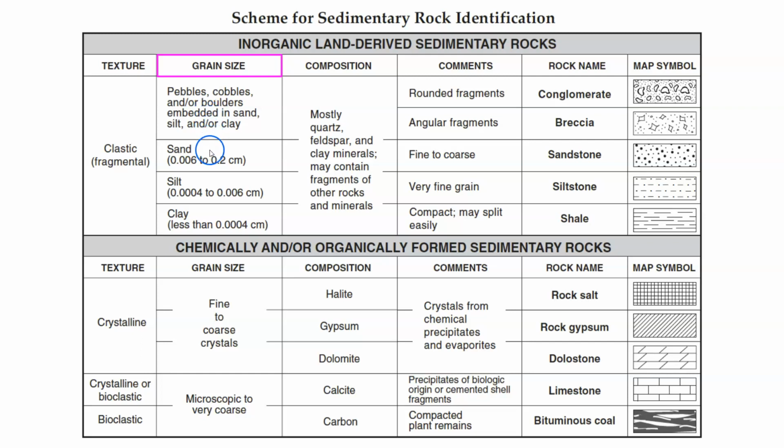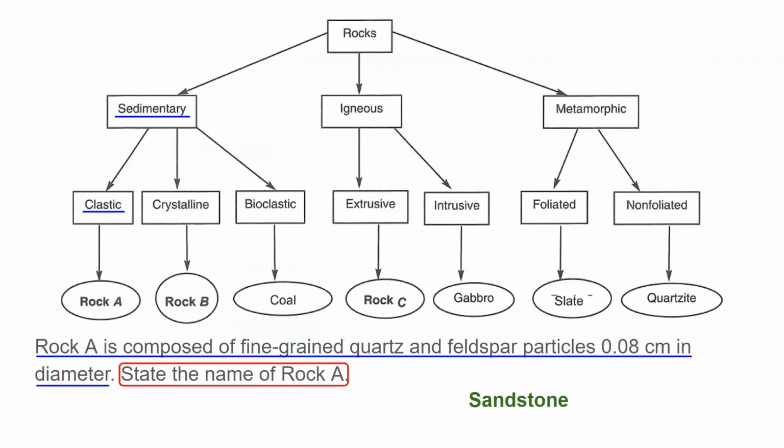And as we go down this column, for our clastic rocks, sand is smaller than pebbles, silt is smaller than sand, and clay is the smallest sized particle. Right, our diameter of 0.08 centimeters fits within this range. It's in between 0.006 and 0.2 centimeters. So what are we looking at? We're looking at a sandstone. So rock A is the sandstone.